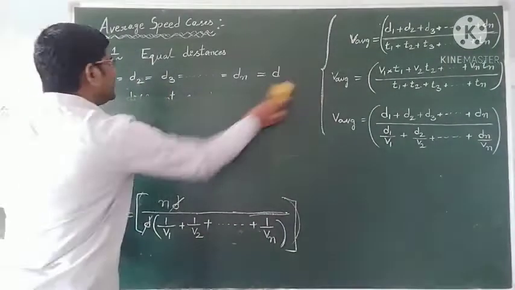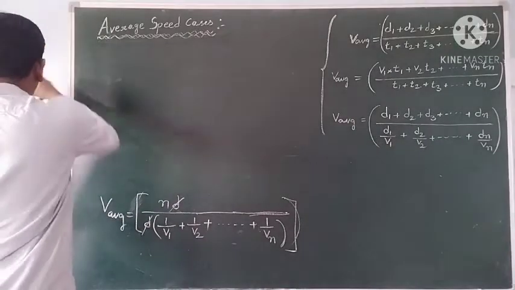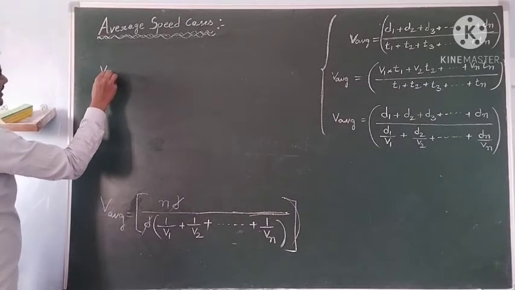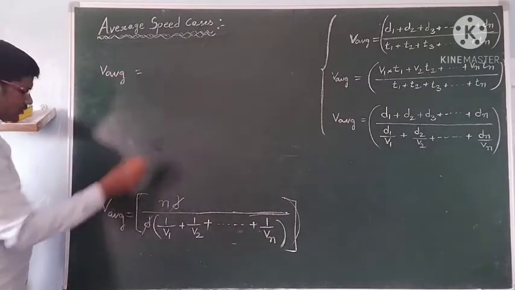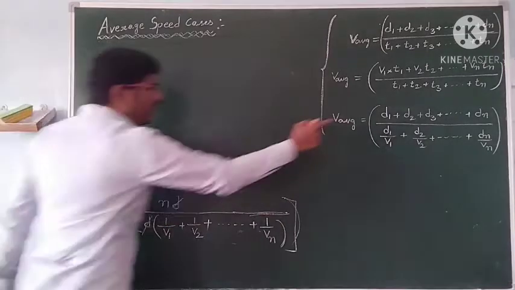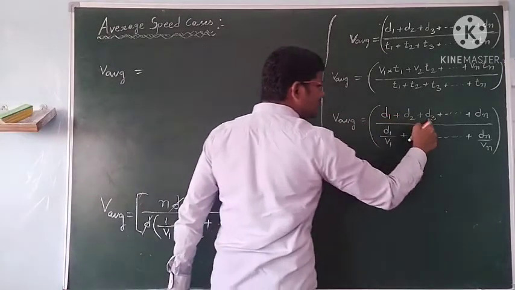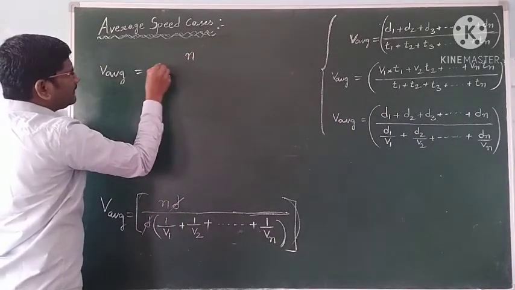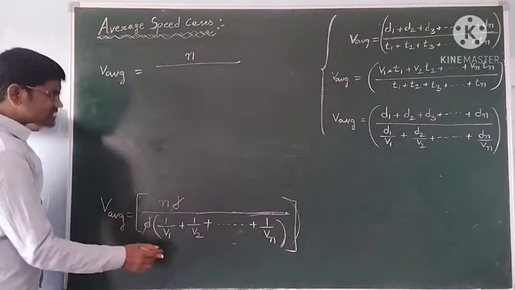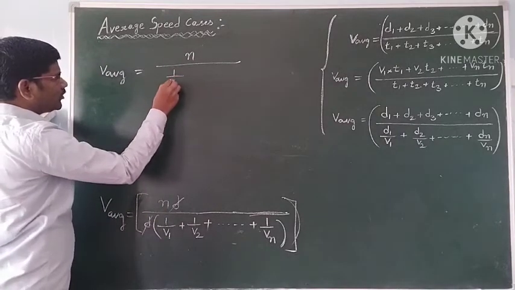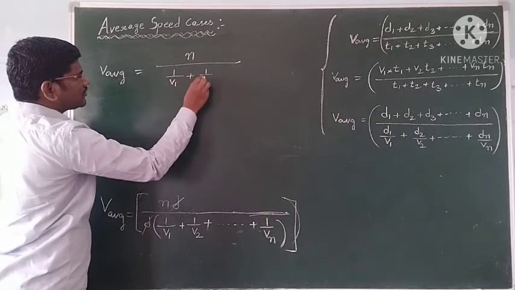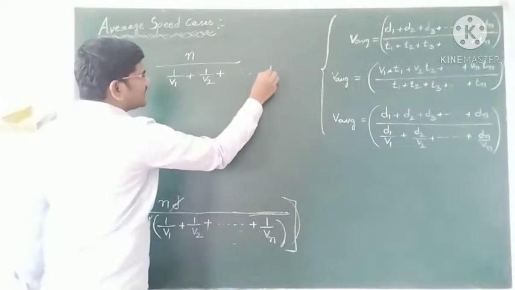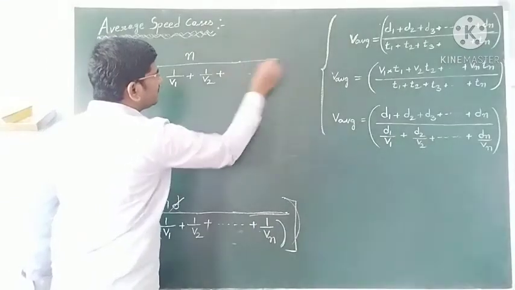So then the average speed formula will be like this. V average is equal to, what is the formula then? All distances are the same, so d1 plus d2 plus d3 plus dn, like n terms, we have n. So n by this, and d gets cancelled. What is left in the denominator? 1 by v1 plus 1 by v2 plus 1 by v3 plus so on, 1 by vn.